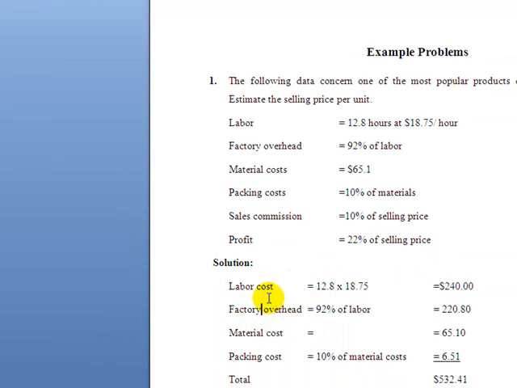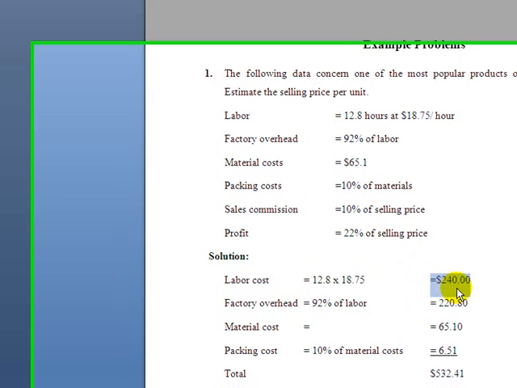Now we need to calculate the selling price based on this information. First we will calculate the cost of the product. Unless we know the cost, we won't be able to determine the selling price. So let's first look at the cost. The first element, labor cost, is, as we saw before, 12.8 hours per unit multiplied by $18.75 per hour. If we multiply these two, we get the total labor cost per unit, $240. So that is direct labor cost.